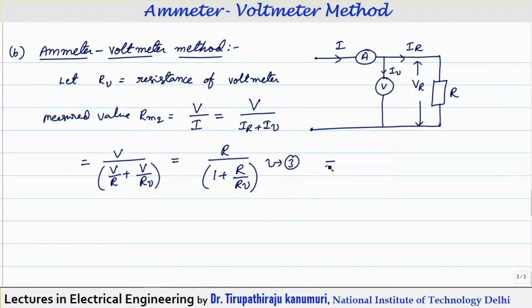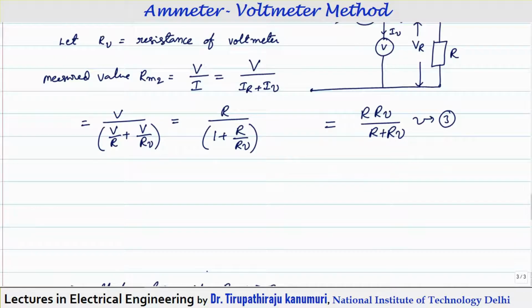Even this I can further simplify. If you take RV as common, R into RV comes to the numerator. This will be RV plus R, or this I can write as R into RV divided by R plus RV. Even I can write in this form. So let us take this as equation number 3 to avoid the confusion. Getting it? So let us proceed further.